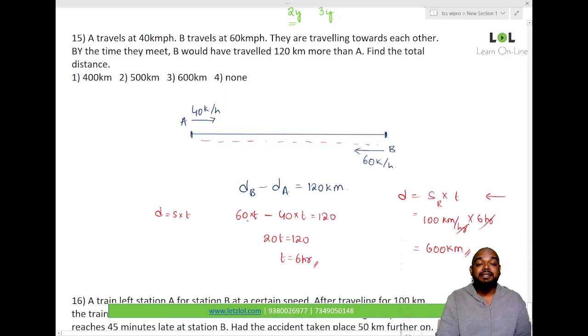So distance by B is 60 into T. Distance by A is 40 into T. Speed into time. So this difference is 120 according to the question. When we do that, we'll get T is equal to 6 hours. So take that 6 and put it here. We'll get answer 600.